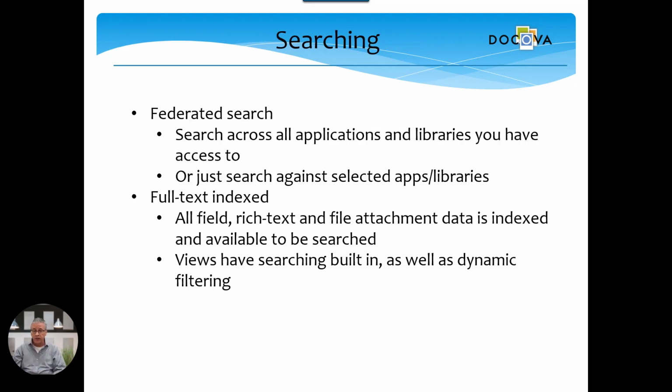Okay, searching. Searching is very deep in DOCOVA. You can search across all your applications and libraries in DOCOVA, or just search against selected libraries and applications. It's full text indexed, and that means that all fields, all rich text in records or documents, all file attachments like Word documents, Excel spreadsheets or whatever, are all indexed and searchable. So if you type in one word like bank, it'll find bank across everything that you have access to. If you don't have access to it, of course, it's not going to find it.